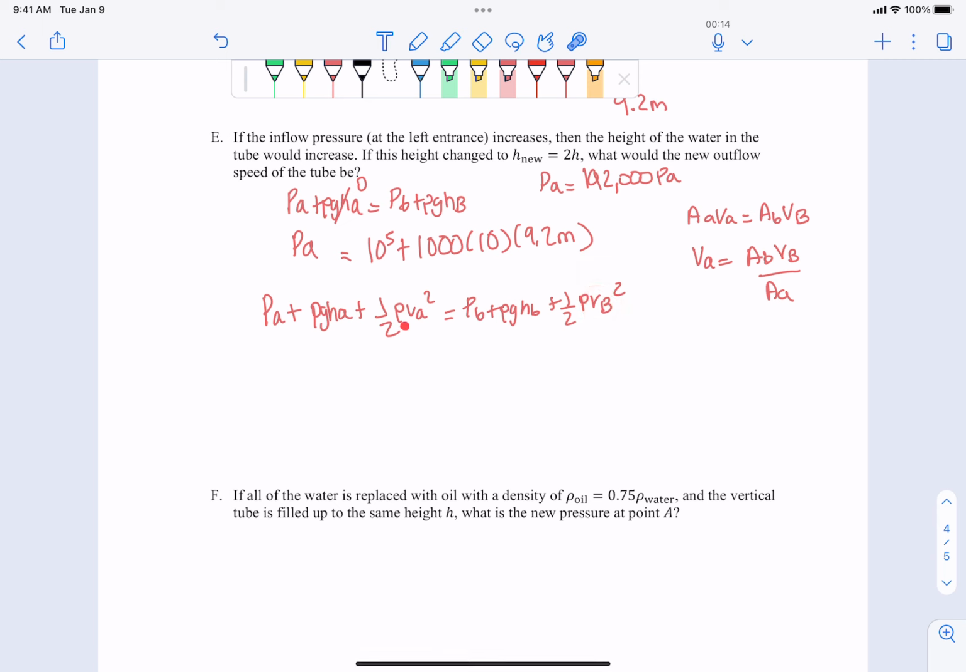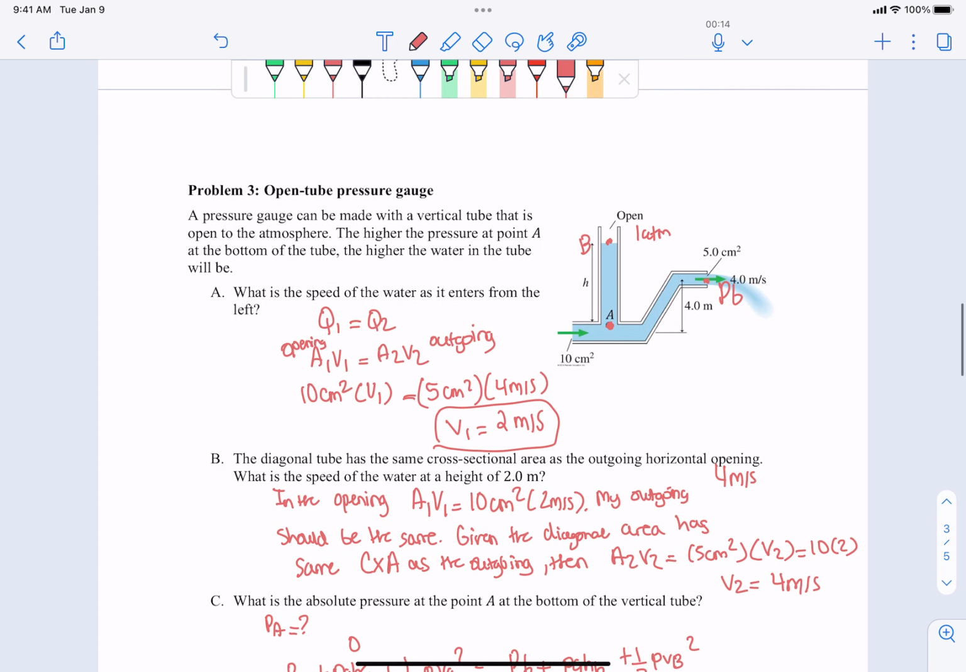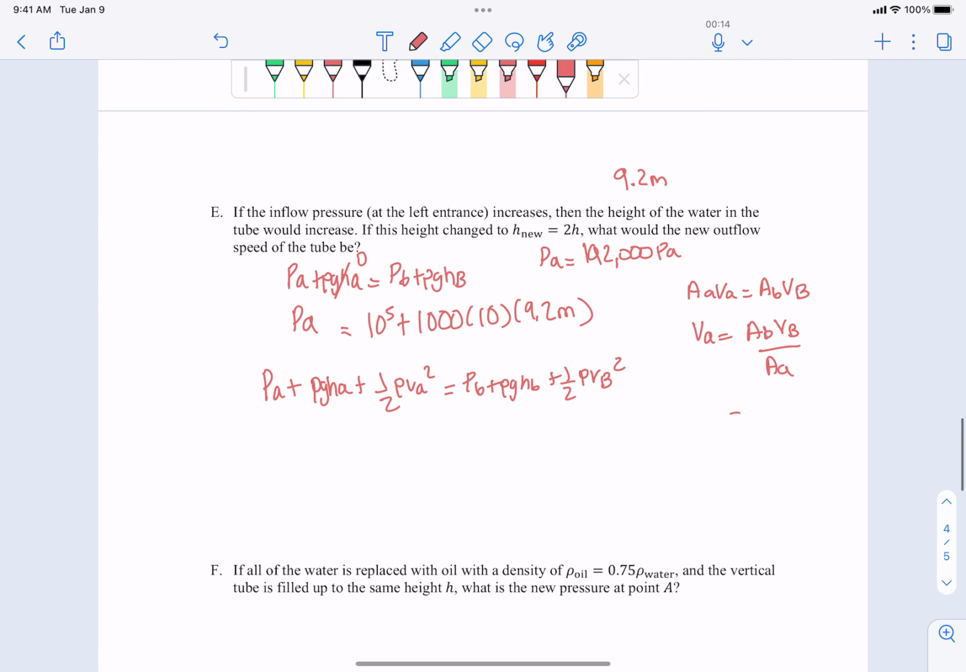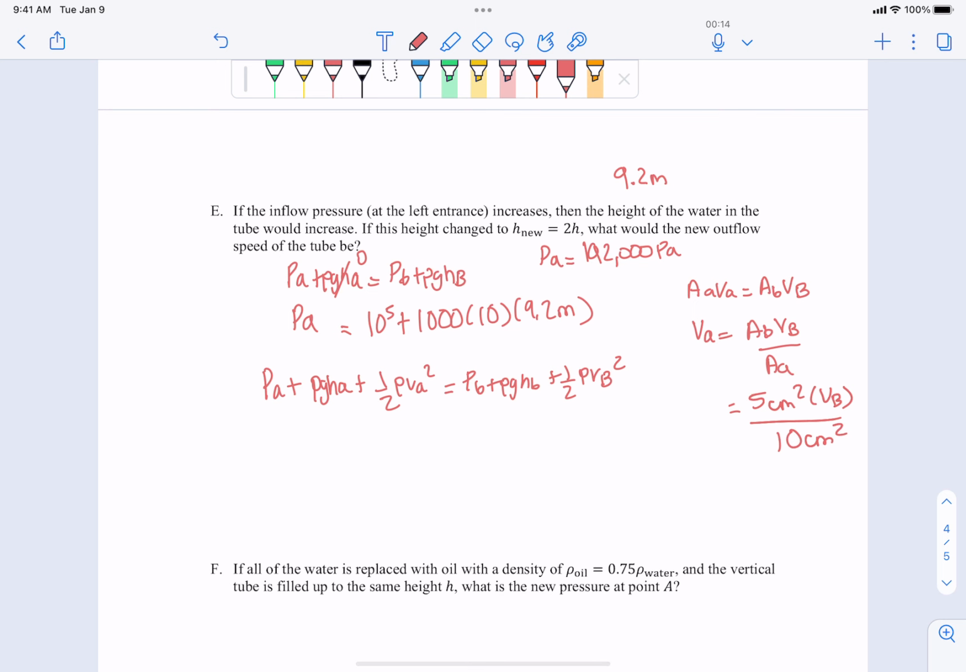So I want to substitute VA and change that to VB somehow. And I can do that by figuring out what VA would be in terms of VB. So I know that the cross-sectional area of point B, this cross-sectional area here, is 5 centimeters squared. And then I can multiply that by VB, and divide by the cross-sectional area of A, which was 10 centimeters squared. So this should be VB over 2 then.